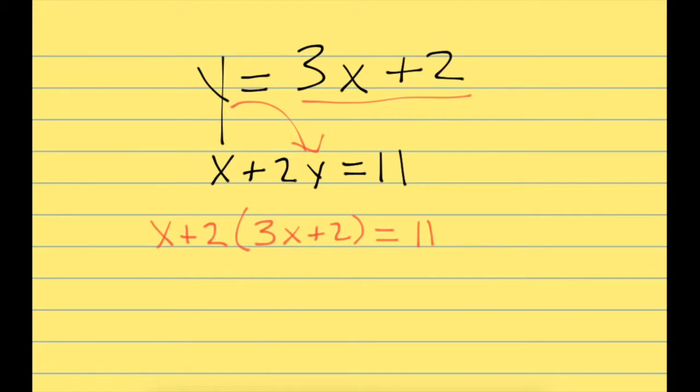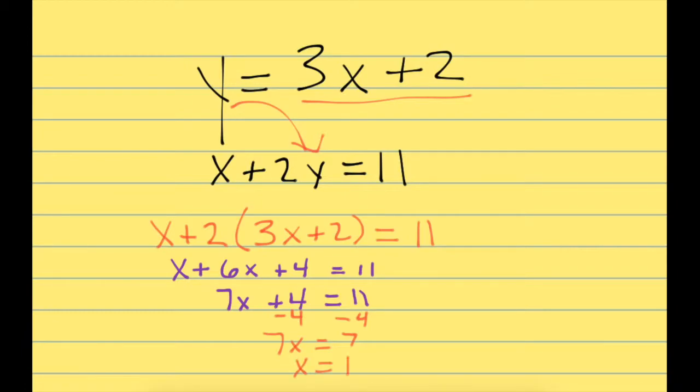Then it's just a matter of going through my algebraic steps to solve for x. So I next use the distributive property, and I add like terms, subtract 4 from both sides, and I get x equals 1 after I divide by 7. So that is the x coordinate where my two lines intersect.